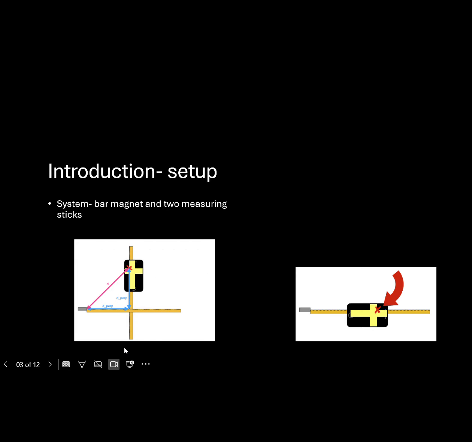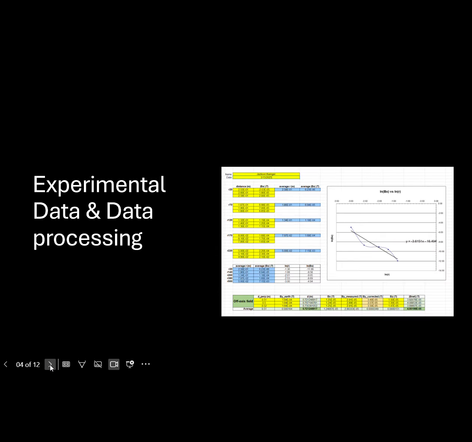So some of the setup: we used a magnetometer and ruler sticks to measure distance, how far we are away from a magnet. And we can compare this to how the computational model works with the equations. And some experimental data here.